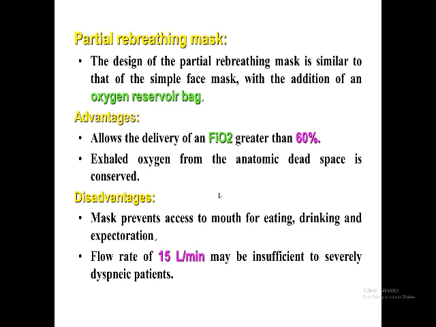The design of the partial rebreathing mask is similar to that of the simple face mask, with the addition of an oxygen reservoir bag. It allows delivery of FiO2 greater than 60%. This oxygen reservoir bag is filled with oxygen, so it gives a high flow of oxygen. Exhaled oxygen from the anatomic dead space is conserved. Disadvantages: the mask prevents access to the mouth, the same as the face mask. A flow rate of 15 liters per minute may be insufficient for a severely dyspneic patient.